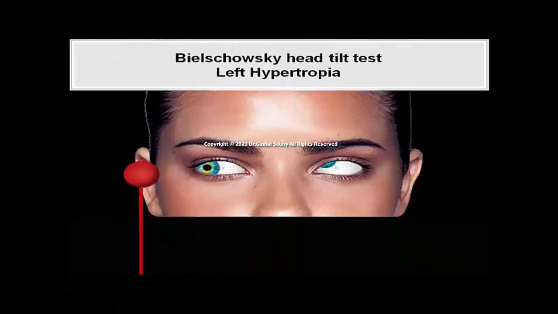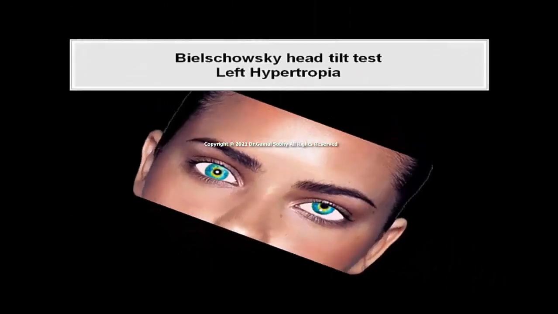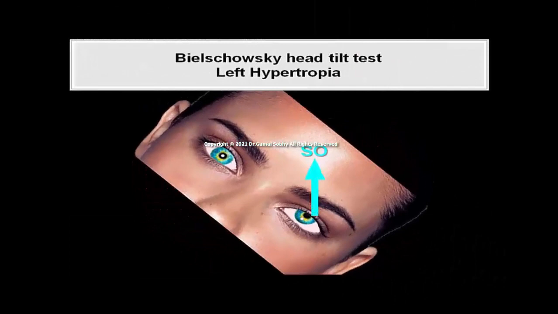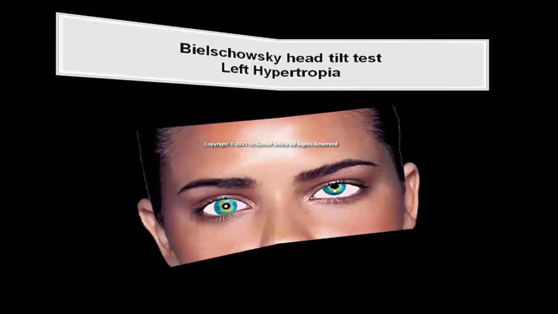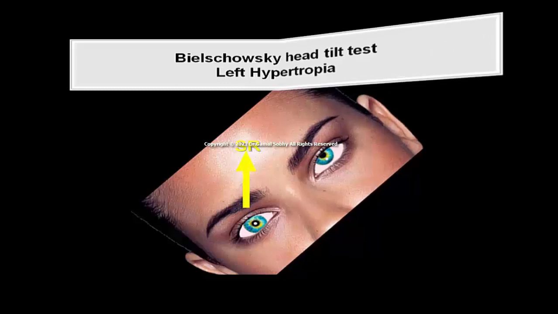In left paralytic hyperdeviation, if the hyperdeviation is greatest on right gaze, then the paralyzed muscle is either the left superior oblique muscle or the right superior rectus muscle. If the hyperdeviation is greatest when the head is tilted to the left shoulder, then the paralyzed muscle is the left superior oblique muscle. If the hyperdeviation is greatest when the head is tilted to the right shoulder, then the paralyzed muscle is the right superior rectus muscle.